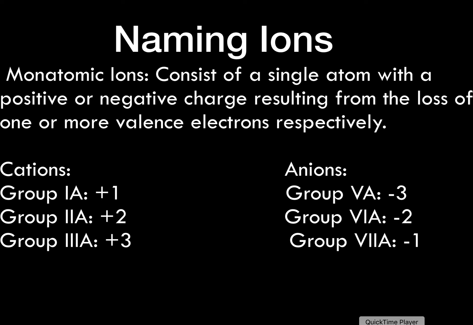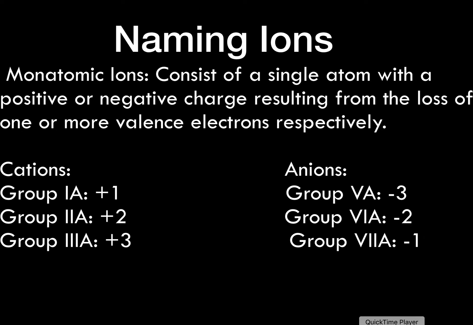Okay, so naming ions. A monatomic ion consists of a single atom with a positive or negative charge resulting from the loss of one or more valence electrons, respectively. So we know cations are metals, and they lose electrons. They are in group 1A, they form a positive 1 charge, group 2A, positive 2, and group 3A, positive 3.